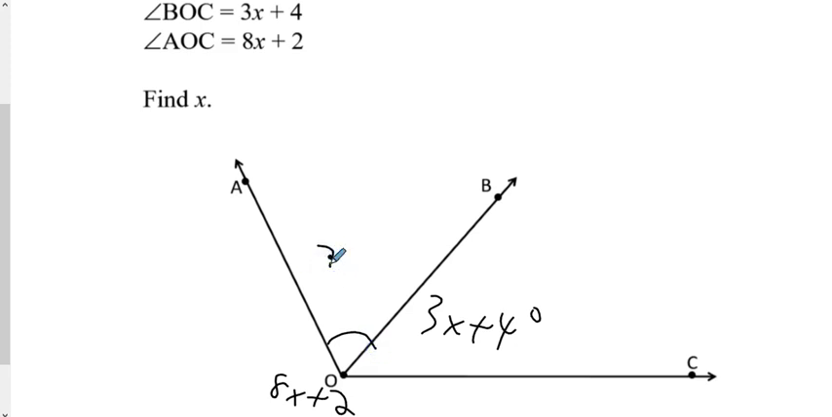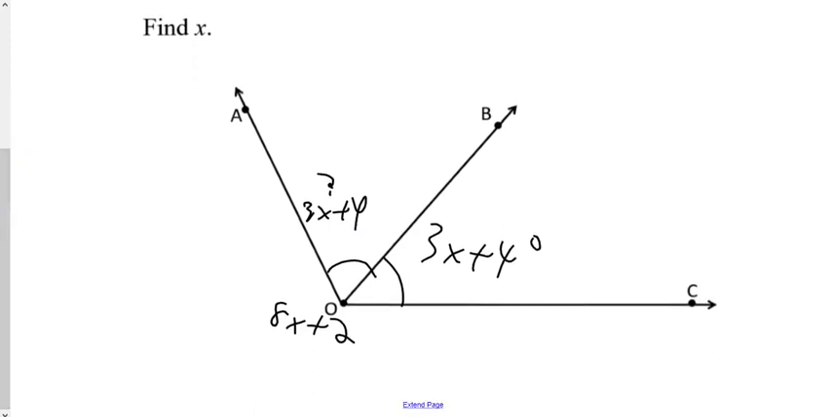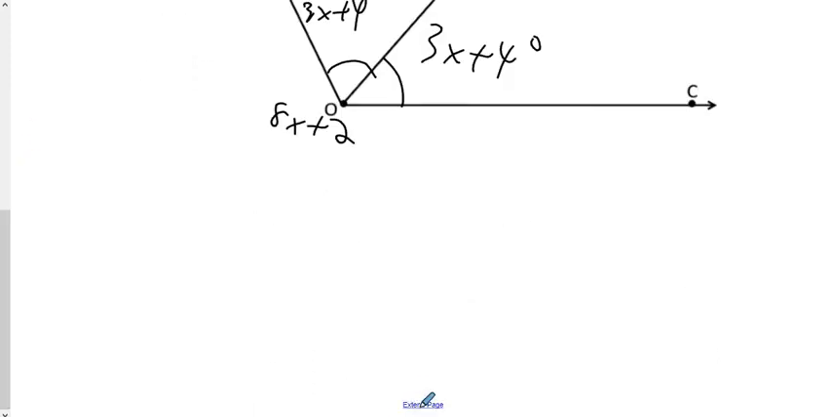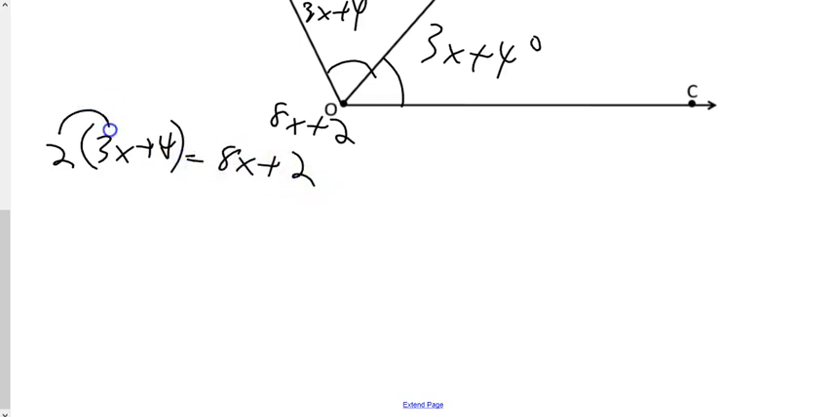That's our unknown. But remember, this is an angle bisector. These are equal. So this is 3x plus 4 also. So just like segment addition, we can write 3x plus 4 plus 3x plus 4. Or shortcut is 2 times 3x plus 4, because they're equal, equals 8x plus 2. So when I distribute to both, I get 6x plus 8 equals 8x plus 2.